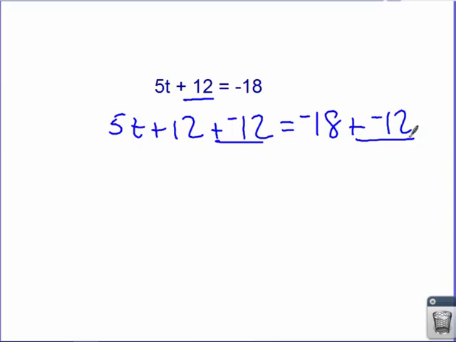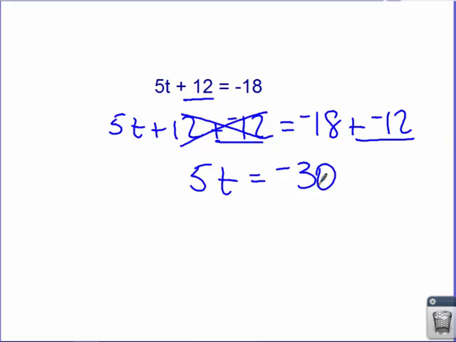So now we do the math. My 12s, like designed, they go away. And I'm left with 5t. Make sure you bring the 5 with the t. Don't just mark the 5 out. Equals. And now I do the math on the other side. Negative 18 plus negative 12 gives me negative 30. Okay? So I've got rid of the plus and minus. So now I'm ready to get rid of the multiply and divide.